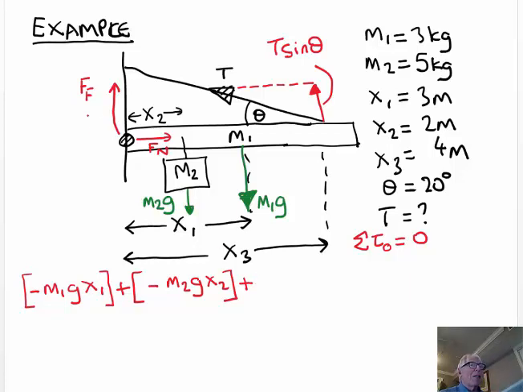And, well, there's three more forces, but only one of them has a lever arm, which is this T sine theta. This is a force, so I don't need to worry about G. T sine theta, and it's going to be 20 degrees, or T sine theta, we'll leave it in letters. T sine theta, and that is x3 away. Now, if I look at this, that force is tending to push that ruler in a counterclockwise direction, which gives me a positive torque.